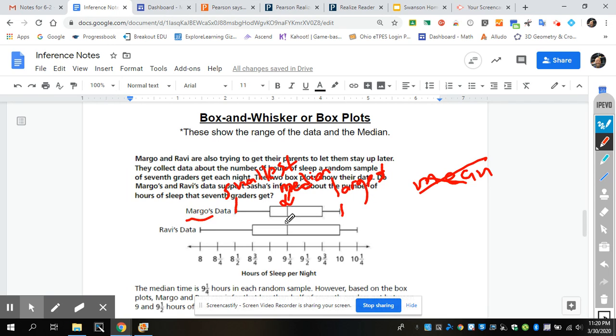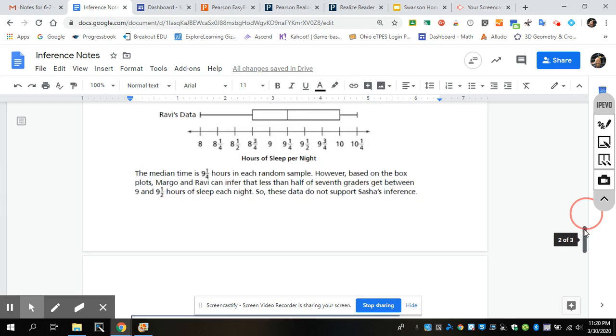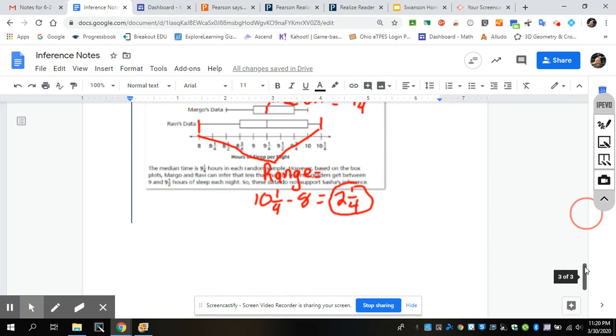We'll get into more of these later when we start talking about creating and making comparative inferences. Okay, but just understand that this shows us the range of the data and the median, and it tells us kind of how the data is clustered together more than individual data points like the line plots. And that's what this shows you right there.